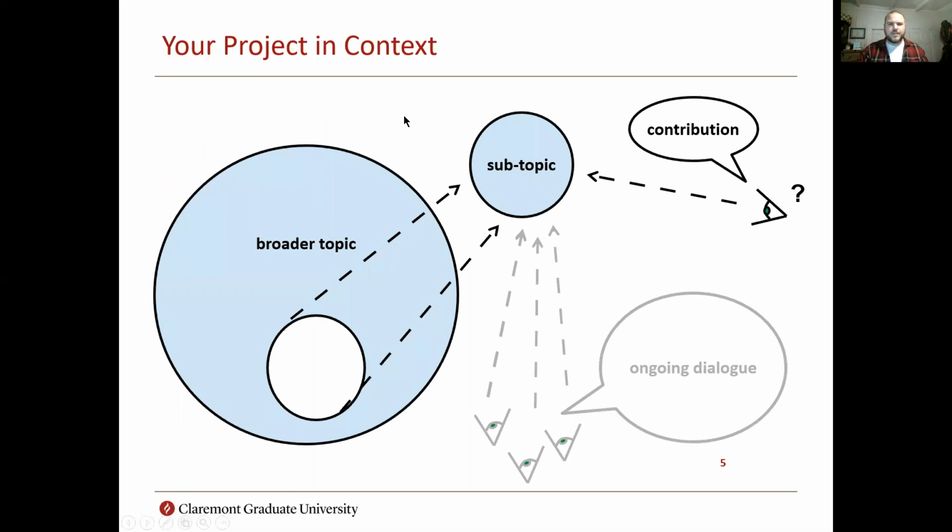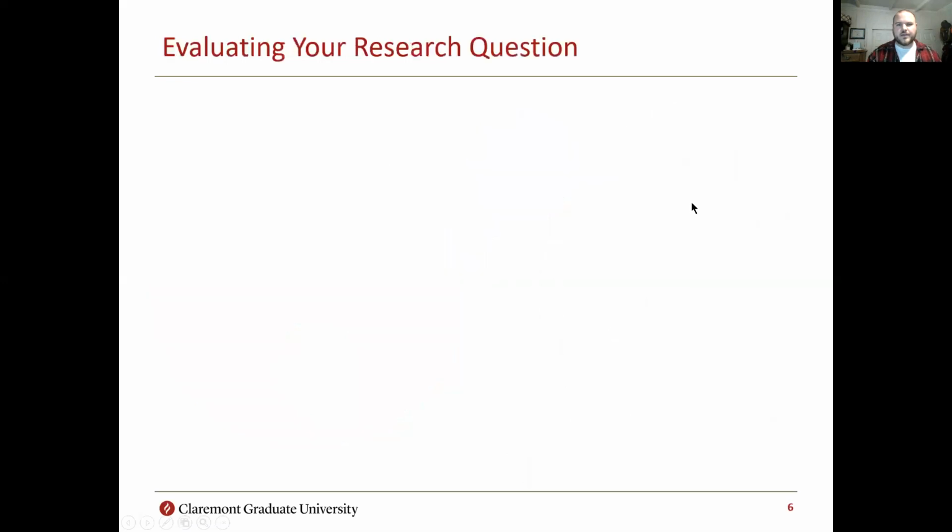So first, it's important to think about your project in context. This is something I touched on a little bit last time, but the idea that your research question that you're asking about some particular topic, some particular subtopic, is not in a vacuum. It does not exist apart from other conversations. So one way I like to think about it is that there is ongoing dialogue about your topic, and that your contribution has to somehow connect to that ongoing dialogue.